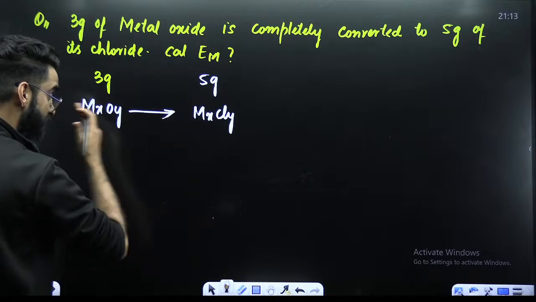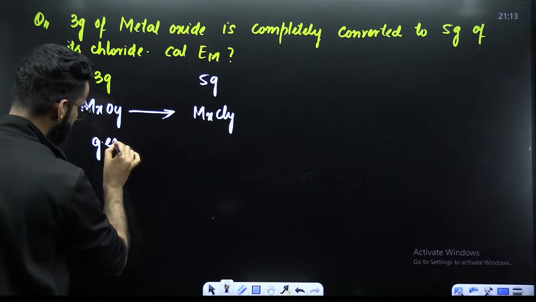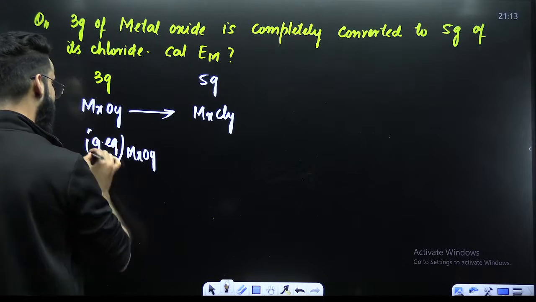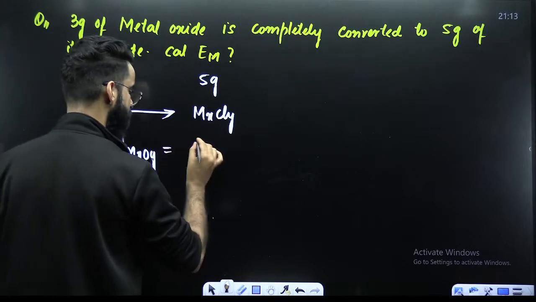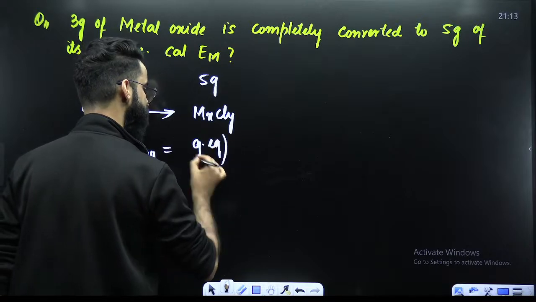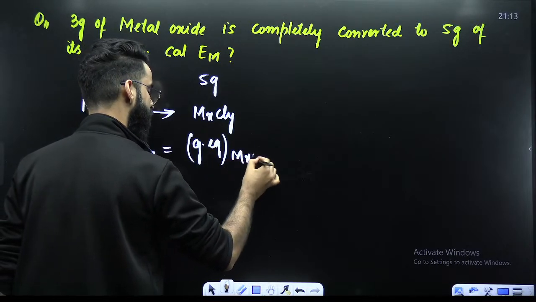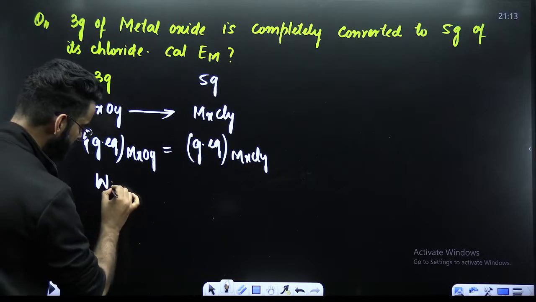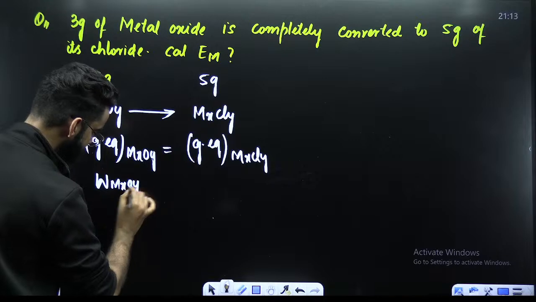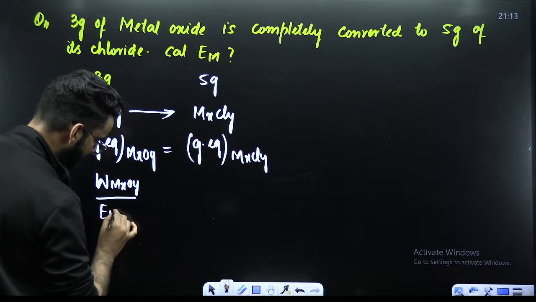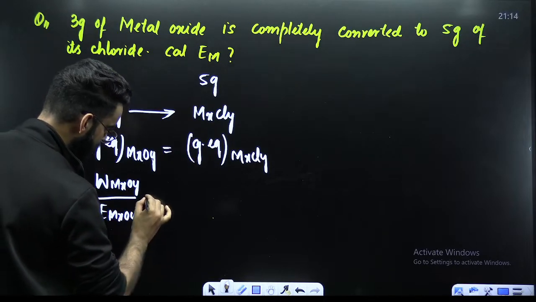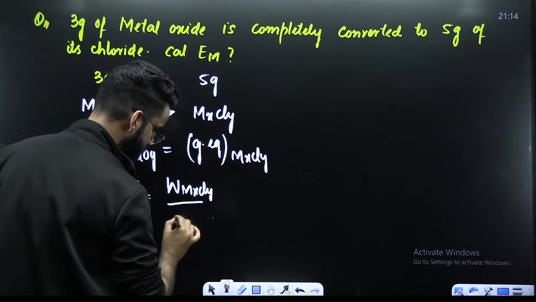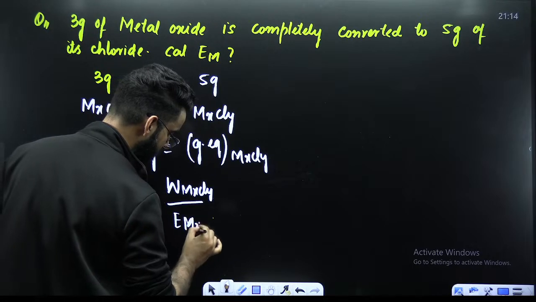So just equate their equivalence. I can say the gram equivalence of metal oxide has to be equal to the gram equivalence of metal chloride. This is the concept which we use. Now, gram equivalence of metal oxide will be simply equal to mass of metal oxide divided by equivalent mass of metal oxide. This is going to be equal to mass of metal chloride divided by equivalent mass of metal chloride.